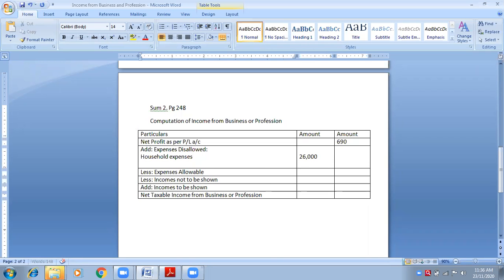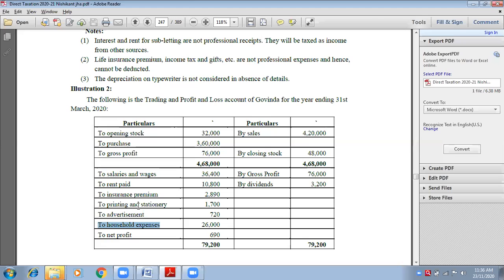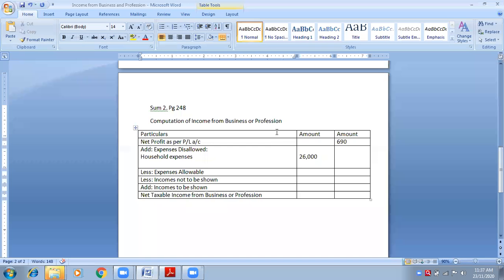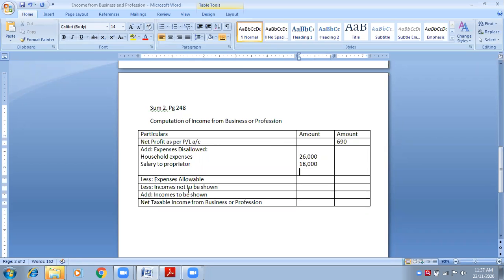Okay. Now, the debit side is done. Now, the adjustments. Yes, very good. Now we need to look at the adjustments. First adjustment says salaries and wages include 18,000 paid to proprietor. Salary to proprietor is always disallowed. Write down the next item: salary to proprietor. How much is it? 18,000. Disallowed. Discarded. After this, we will come to the next.